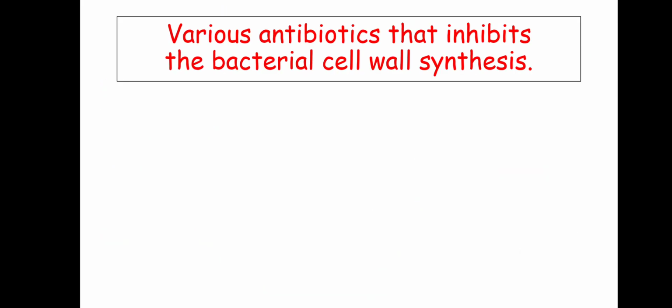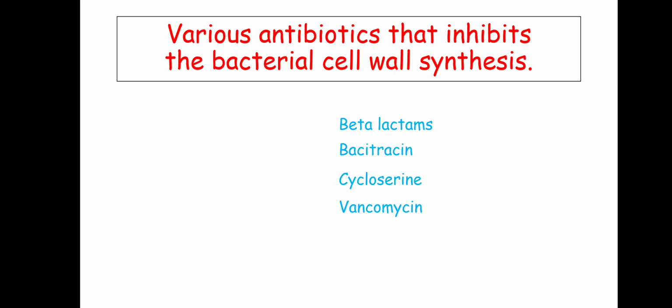Now we shall check out various antibiotics that inhibit the bacterial cell wall. There is a list of antibiotics that produce bacterial cell wall synthesis inhibition. These antibiotics are beta lactams, bacitracin, cycloserine and vancomycin. Now we have a mnemonic by which you can remember all these four antibiotics. They bind to the bacterial cell wall. So: beta lactams, bacitracin, cycloserine and vancomycin.